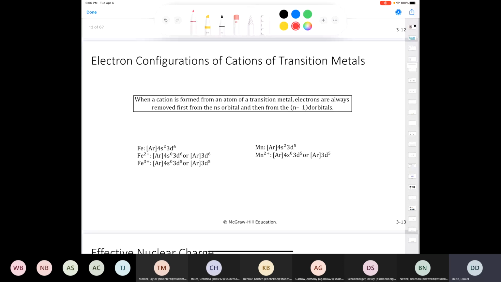So if we take a look at the electron configurations of cations of transition metals, remember that metals tend to lose electrons, okay? Metals tend to lose electrons. It's only nonmetals that tend to gain electrons. If you go back to the last slide, what were the elements that gained electrons? Nitrogen, oxygen, fluorine to form a nitride, an oxide, or a fluoride, respectively. And so, again, metals like to lose electrons.